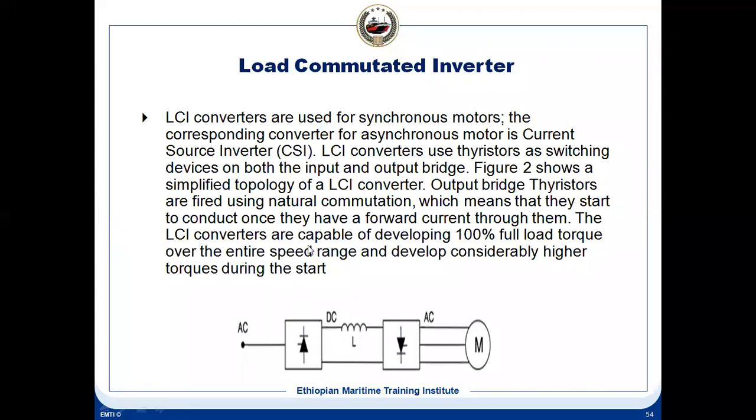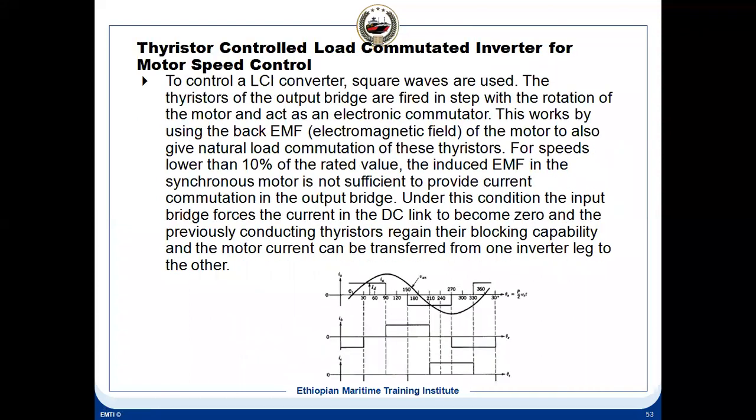It shows a simplified topology of an LCI converter. Output bridge thyristors are fired using natural commutation, which means they start to conduct once they have a forward current through them, and they are capable of developing 100% full load torque. This is fired in such a sequence that it will produce a DC voltage. It converts DC into AC. It's fired in steps, as you can see here.